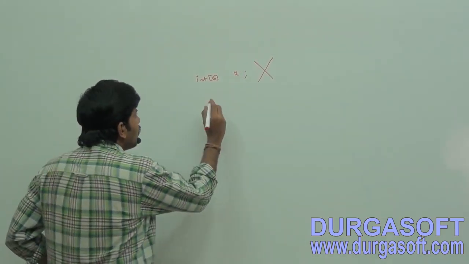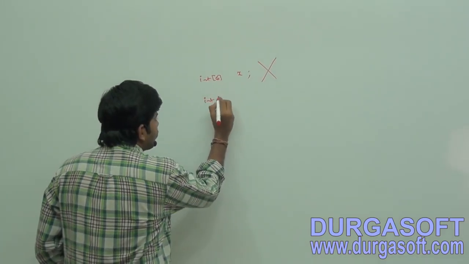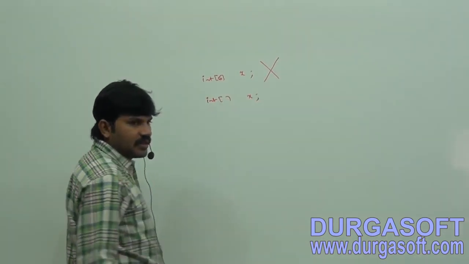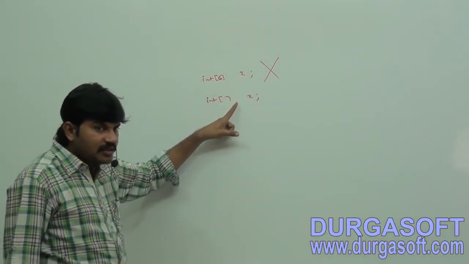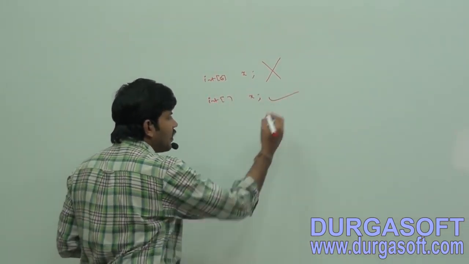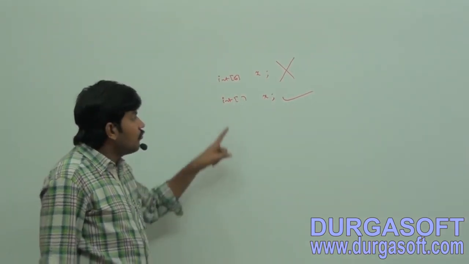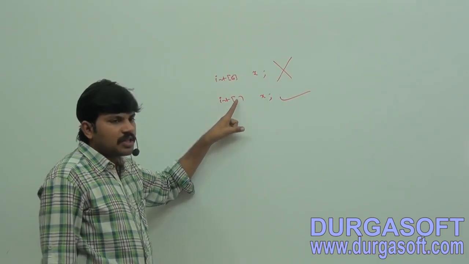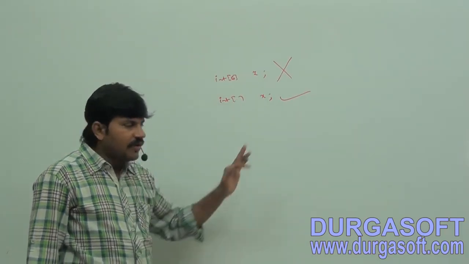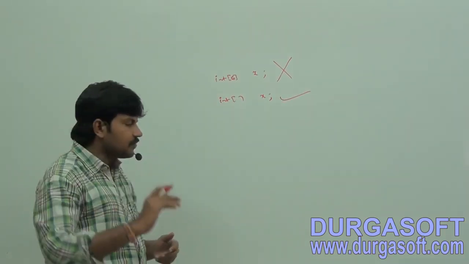Now int array x. Can you tell whether this one is valid or not? Perfectly valid, because at the time of declaration we can't specify the size. Here we specified the size, that's why invalid. Here we are not specifying the size, that's why this is valid, right? I hope it is clear at this point.